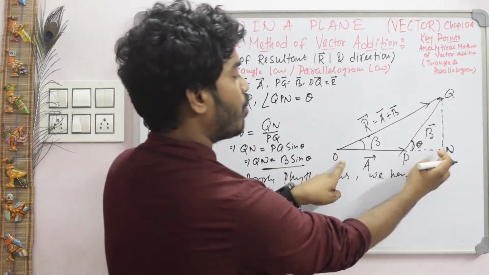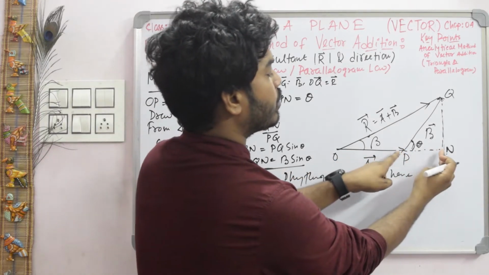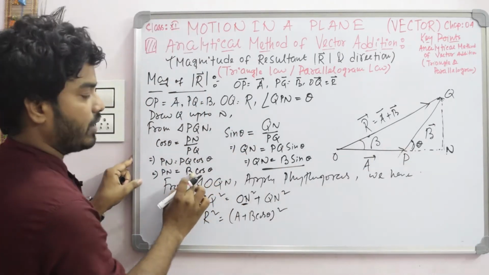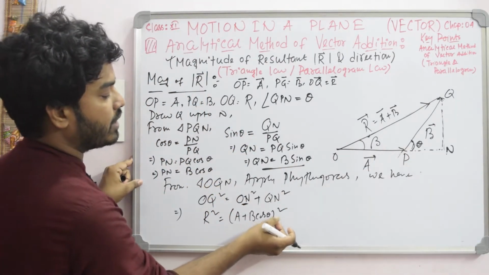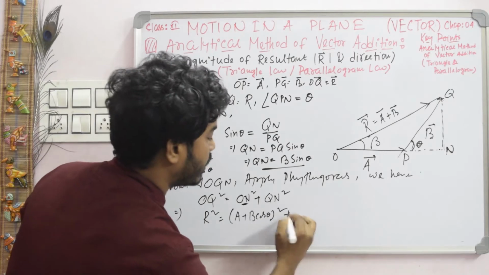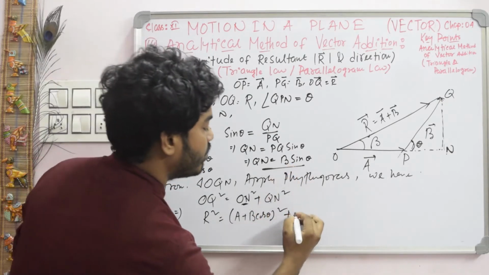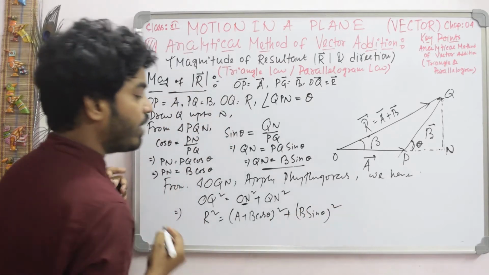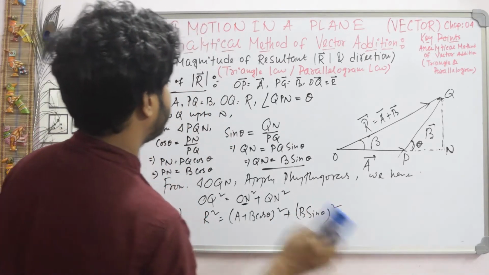This ON means OP plus PN. Now OP is A and PN is B cos theta. So this one is (A plus B cos theta) whole squared, plus what is QN? This one is (B sin theta) whole squared. Now expand it and simplify it.